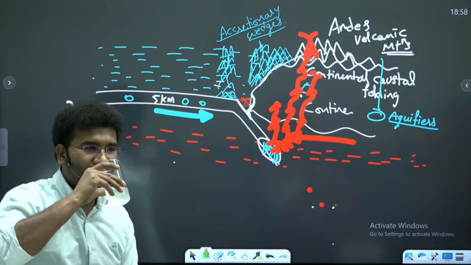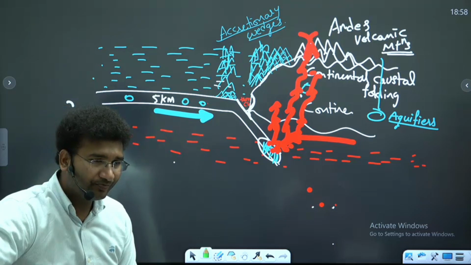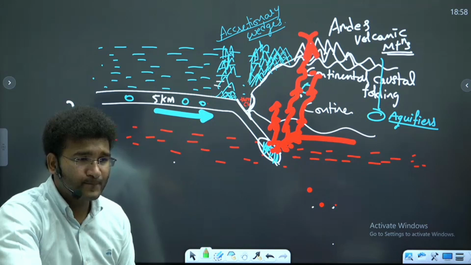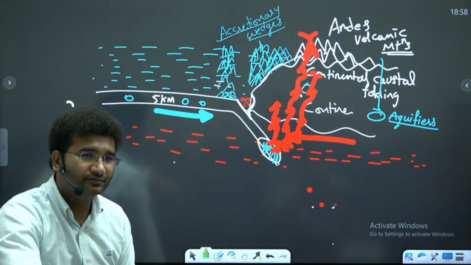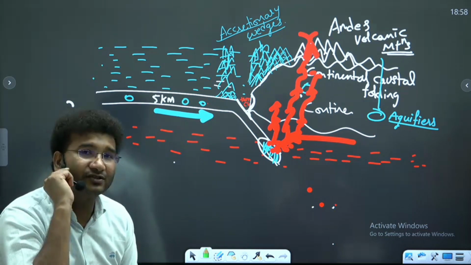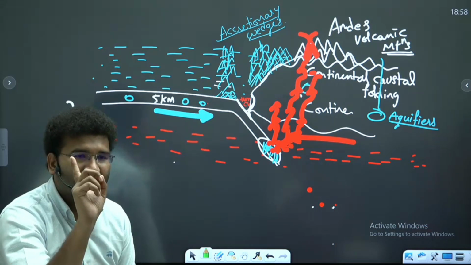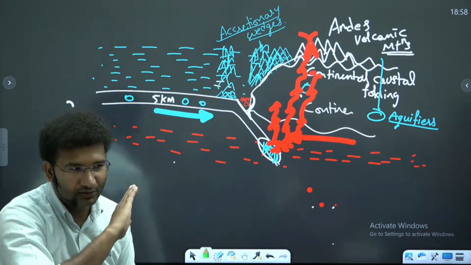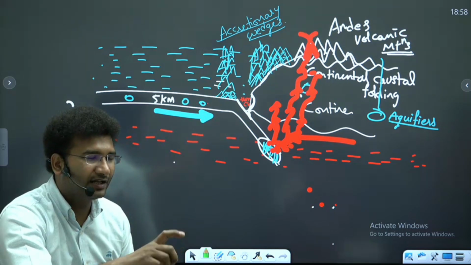Can mountains be formed in ocean-continent? Andes, South America. Can volcanoes be there? Can there be volcanoes in the case of continent-continent? Why not? Because there is no melting of the crust that is taking place. So that's why there are no volcanoes. That is why earthquakes can be there in the Himalayas, but no volcanoes. Right? Earthquakes can be formed in the Himalayas, but not volcanoes.